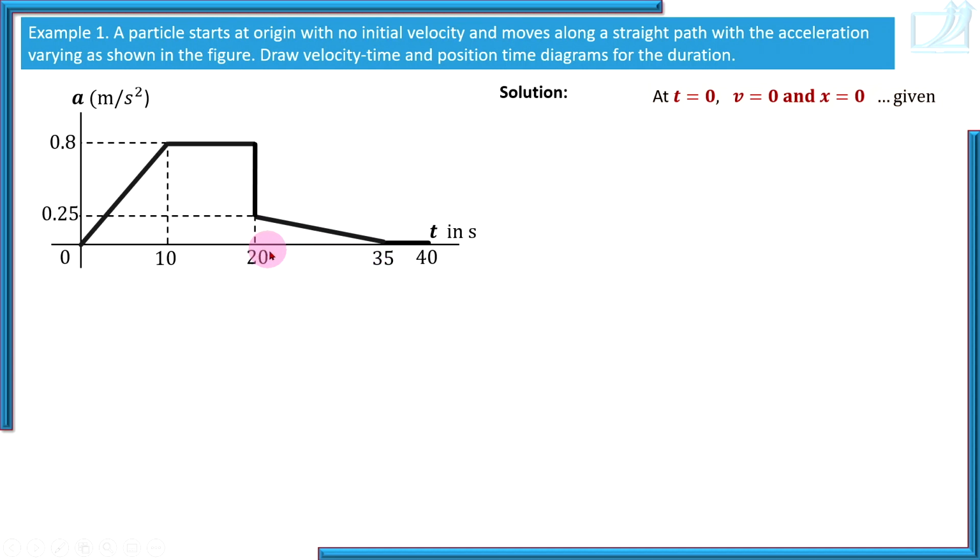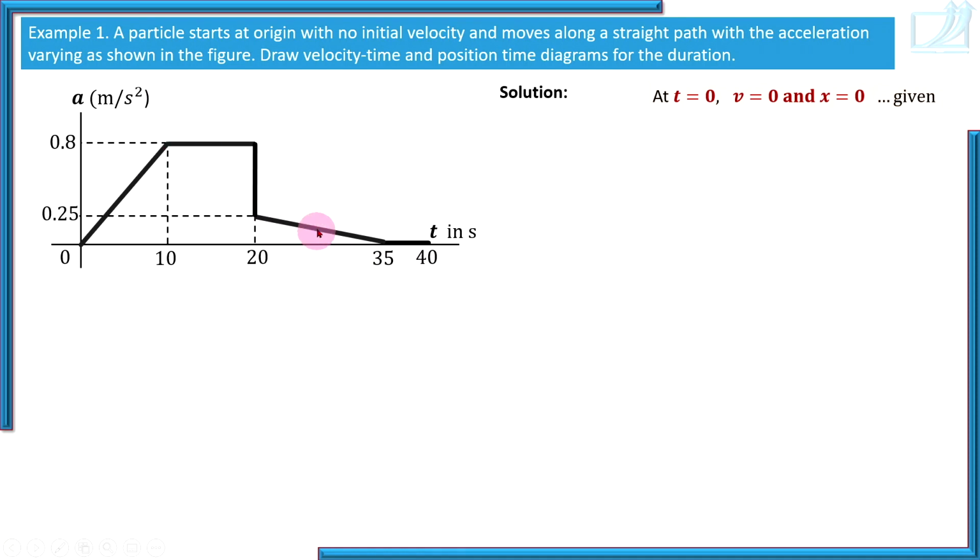But from t equal to 20 to t equal to 35 seconds, check carefully, y coordinates of this graph are positive only. That means throughout this interval, acceleration is positive. That means velocity is increasing. 20 to 35, velocity is increasing. Remember, acceleration is positive. This is an AT diagram and not a VT diagram.